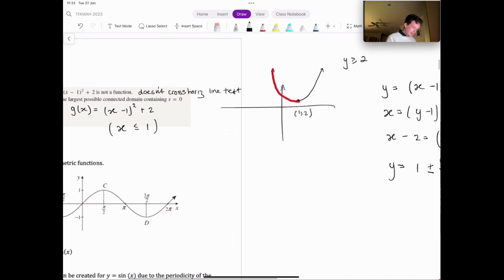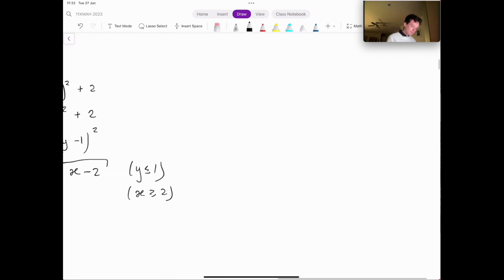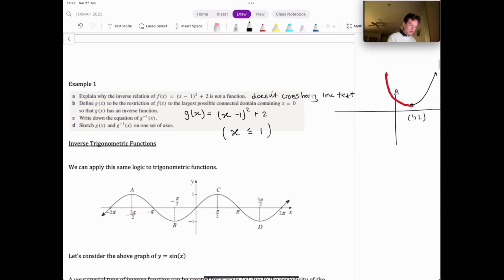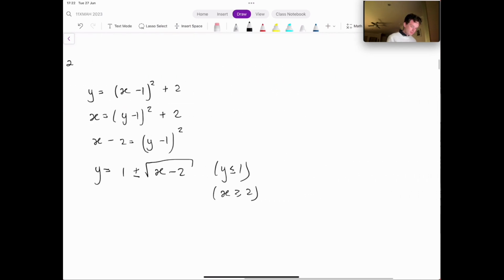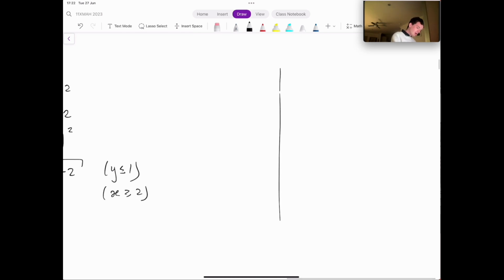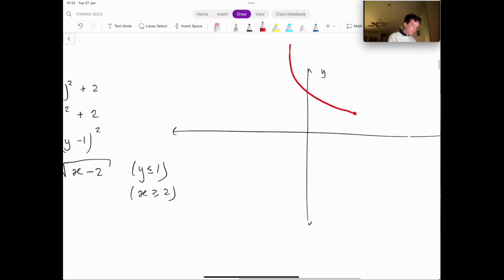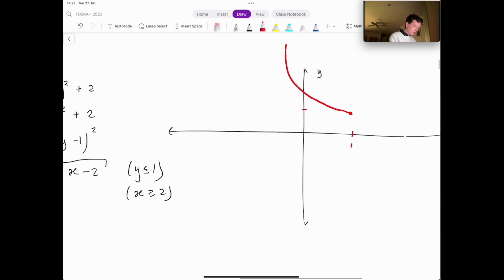Okay, so we're going to sketch these two functions on an axis. I apologize, I didn't leave any room. You just do this on the blank page on the other side of this. So, sketch both of them. Our original function was y is equal to (x minus 1) squared plus 2, but we restricted it to be less than or equal to 1. So this was 1 and this was 2 here.